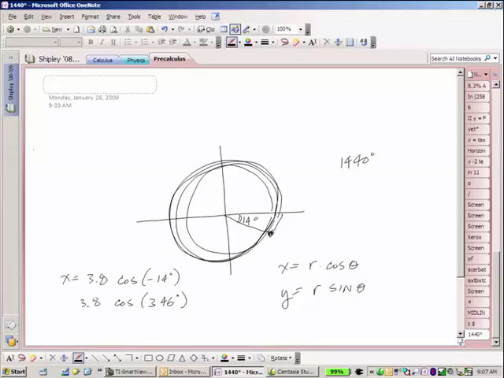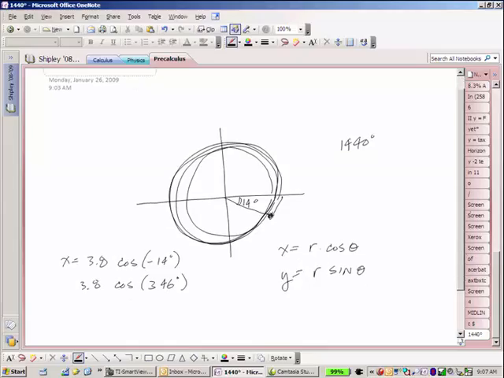Evan, what do you got? Is there multiple ways to do these problems, or is there just one way? So you need to know that 1,440 degrees. Hold on. Keith says you could actually do 3.8 times the cosine of 1,446 degrees. Fine. That's okay. You gave us an equation like the first day. I can live with that.